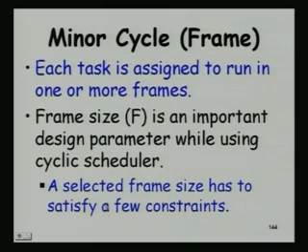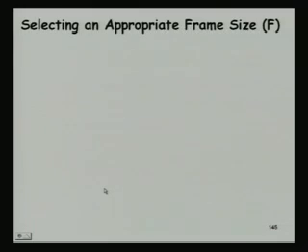Now, the frame size is to satisfy a few constraints. Let us look at the constraints. Sir, is it necessary that our task should complete within a major cycle? Okay. So, the question is whether the task will complete within one major cycle. Does anybody have an answer to this question? Let us hear your answer, then I will give my answer. Yes. Okay. Why is that?